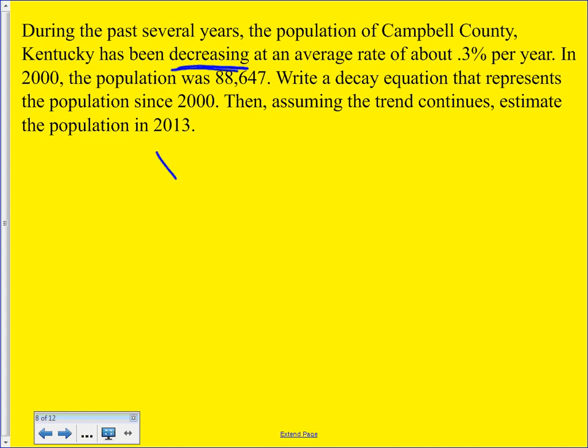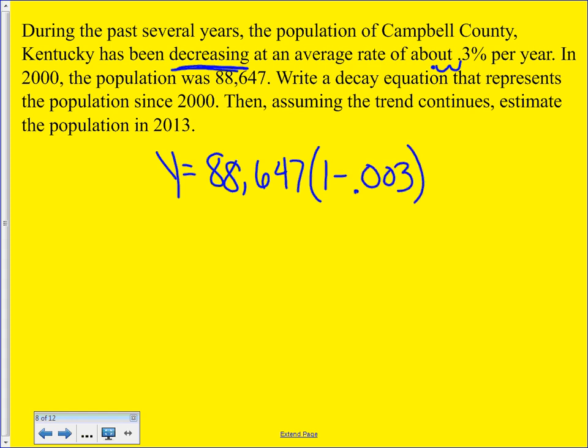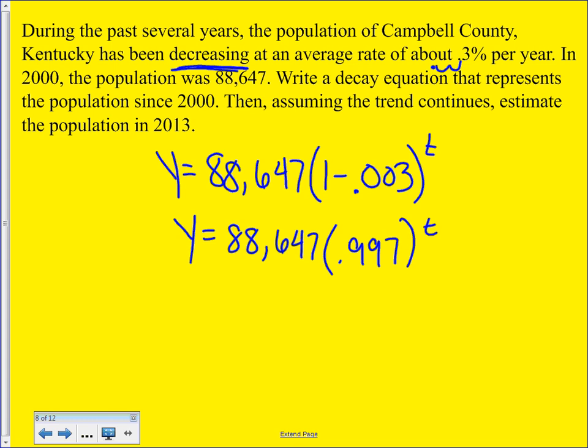So we have y is equal to, our starting value is 88,647. Then in our parentheses, we're going to have 1 minus our rate. Now, right now, we're at 0.3%. So I have to move that decimal over 2 places. So I'm actually going to have 0.003 when I convert that percentage. And that's going to be raised to some sort of time, at least when I'm first writing out this equation. So then to simplify it down, I get 88,647 times 1 minus 0.003, which is going to give me 0.9967 raised to the t power.